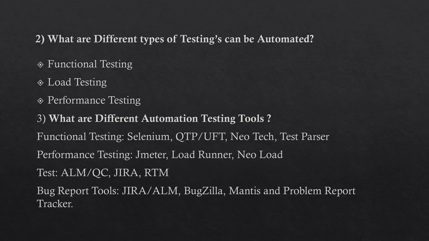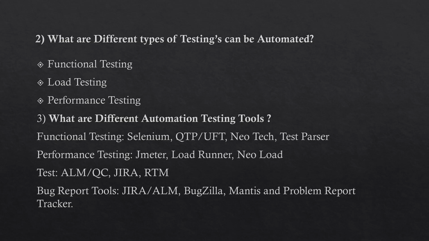Then going to the next question: what are the different automation testing tools? As we discussed earlier, for functional testing there are multiple tools. Selenium is a tool where we can conduct functional testing. Likewise QTP or UFT and Neotys tools, these are all different tools we can use for functional testing. At the same time we have performance testing, which we can automate with the help of the JMeter tool, LoadRunner tool and NeoLoad. These are the different tools where we can easily automate functional testing and performance testing.